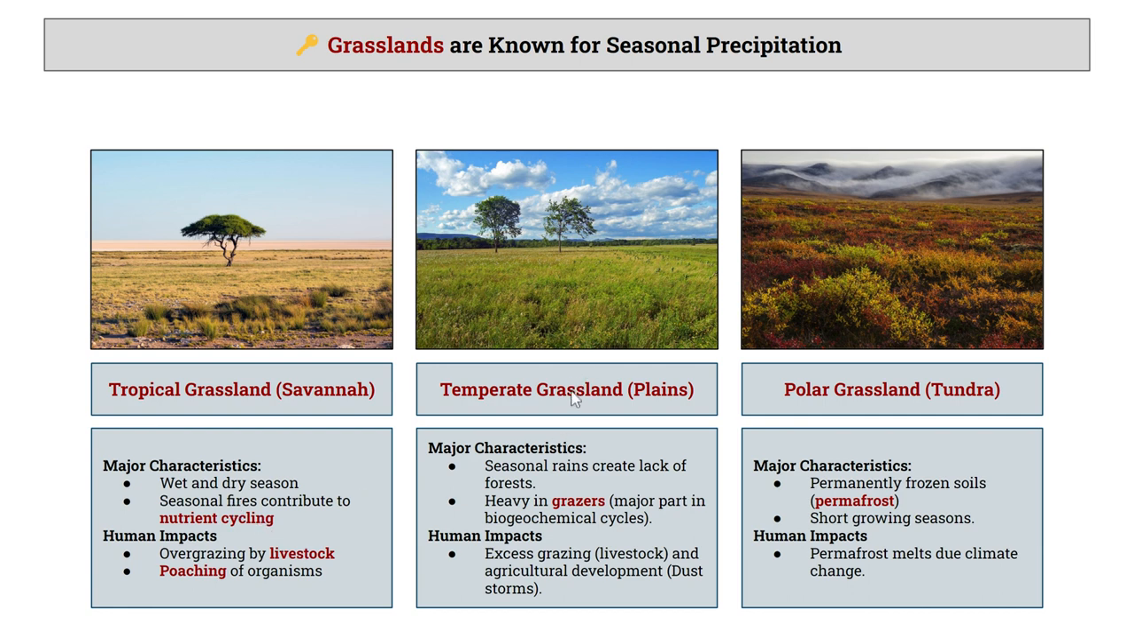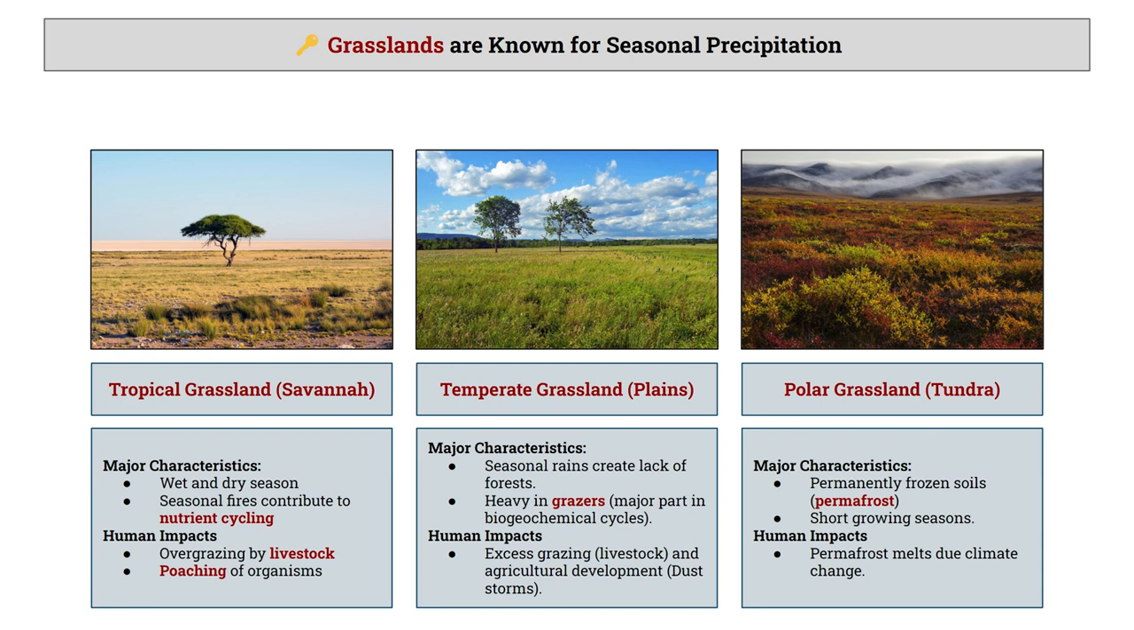The temperate grassland, think of like Kansas and Nebraska, central US. This is grasslands that have not only seasonal rains, but they also have seasonal temperatures. Typically, these grasslands are heavy in grazers, and they play a major part in the recycling of nutrients in that area. And then finally, you have polar grasslands.